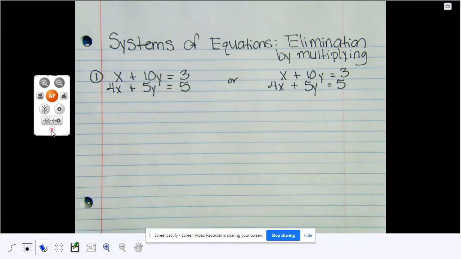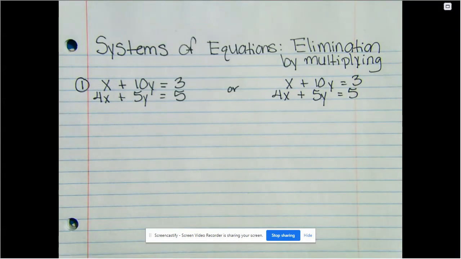Okay, we are going to be doing systems of equations by elimination, but we are going to find out that we have to do a little bit extra to actually be eliminating our variables today. So as we take a look at number 1, we see we have x plus 10y is equal to 3, and then we have 4x plus 5y is equal to 5.